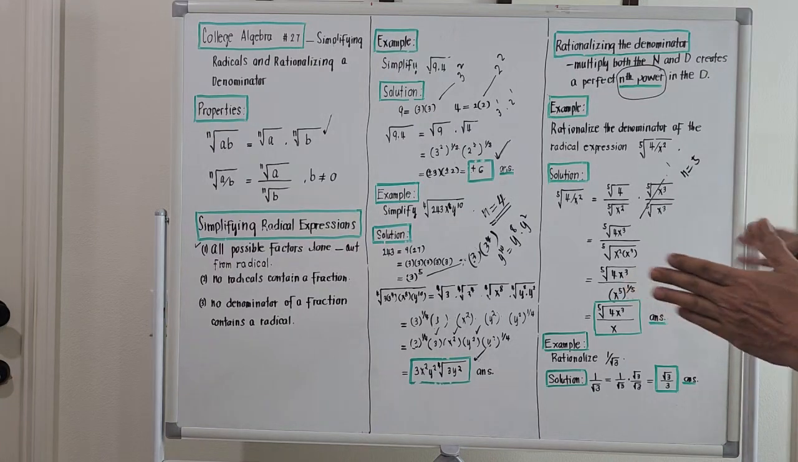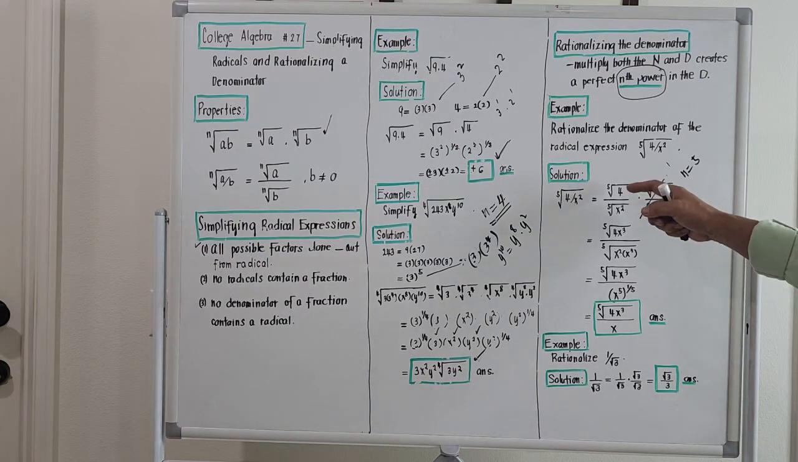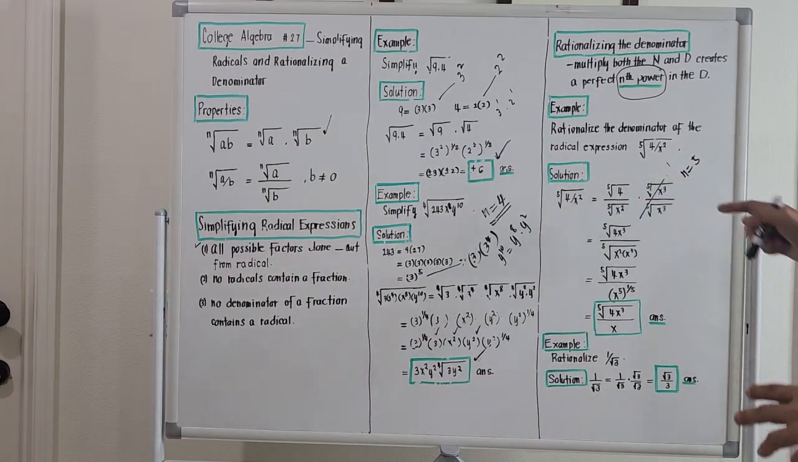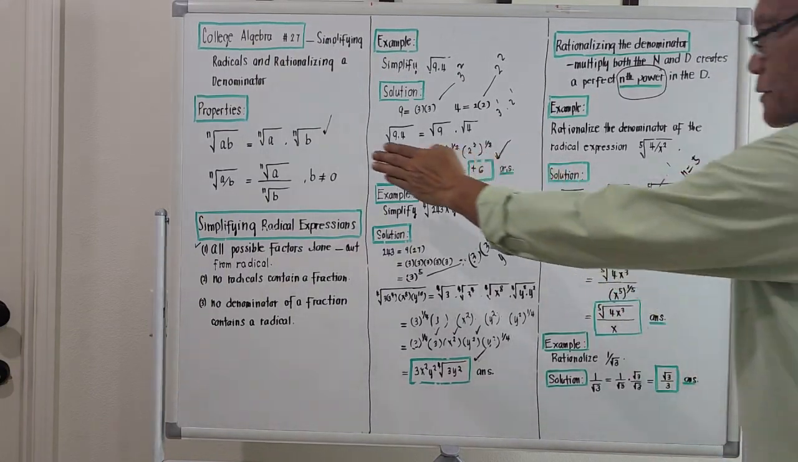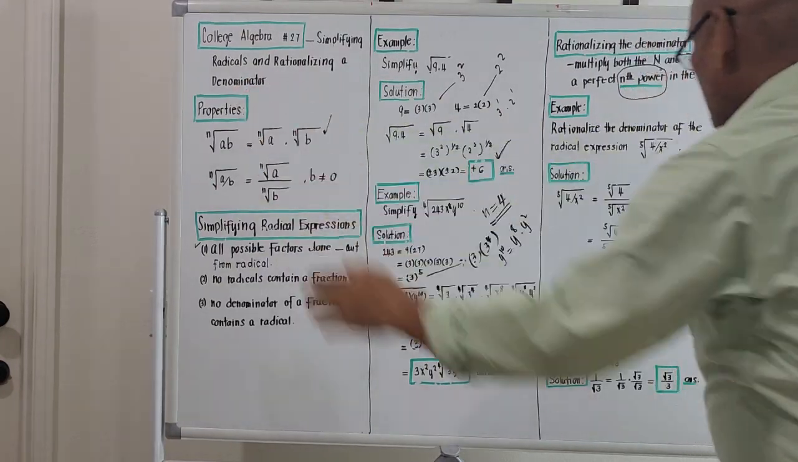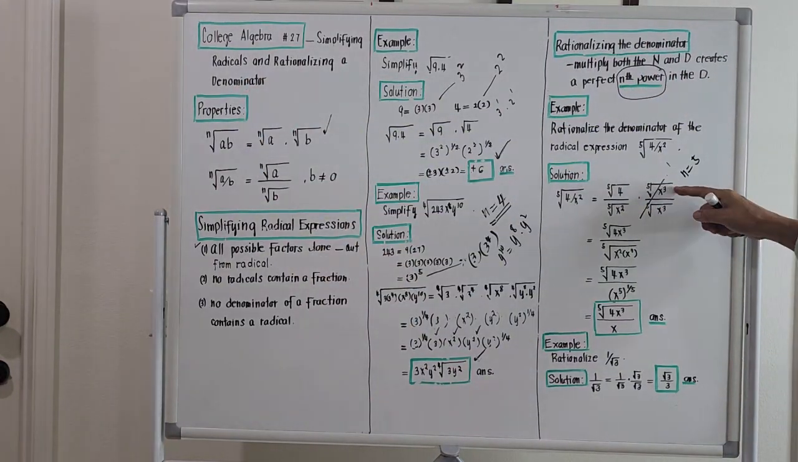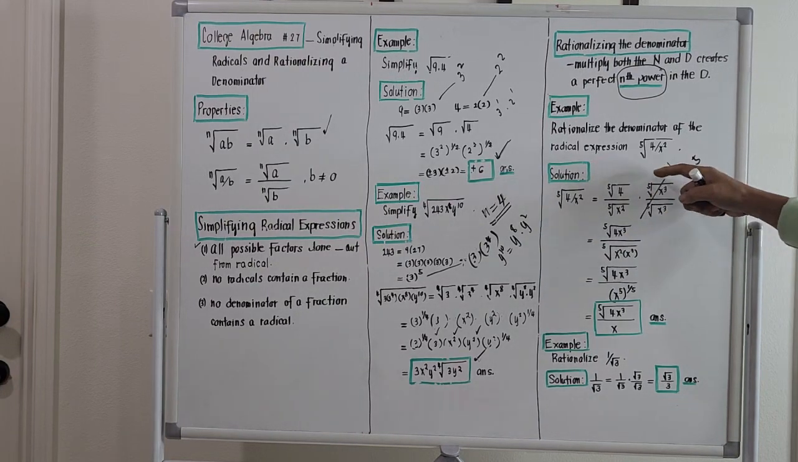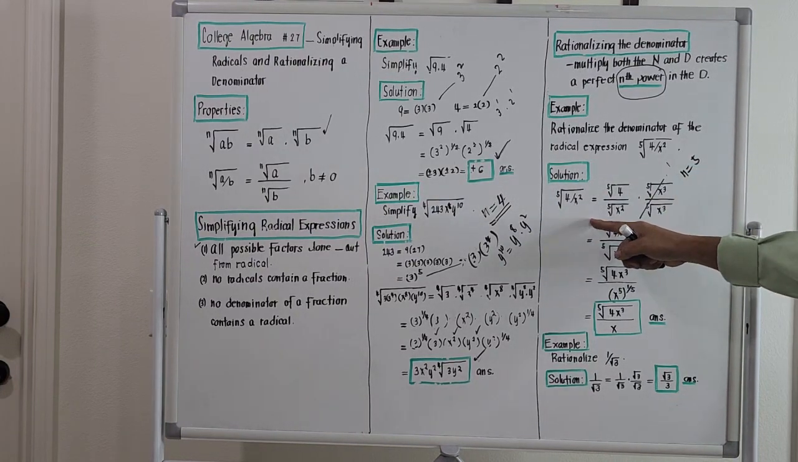So if we try to simplify this one, the fifth root of 4 times the fifth root of x cubed, okay, we'll combine this one now. We'll use property number 1. We'll go back. So we will multiply 4x cubed. So this will now be 4x cubed. This is power 5, this is power 5, so this is power 5, right?